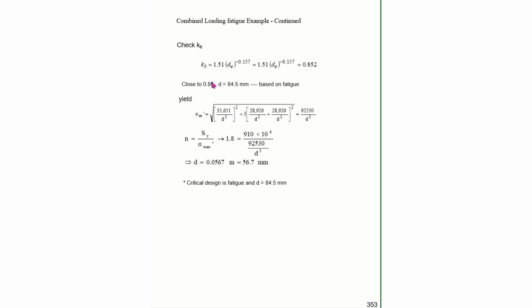Now we need to check to see if we have a bigger diameter needed for yield. And so I come down here and I take the maximum alternating stress, the peak value of the alternating stress. And then I take the bending stress and I compute a sigma m prime. And the D for that is 56.7, which is significantly smaller than the 84.5. So, based on fatigue and yielding, the critical design diameter is 84.5 millimeters. Hopefully this problem makes sense to you. It's a good problem. It brings to light lots.